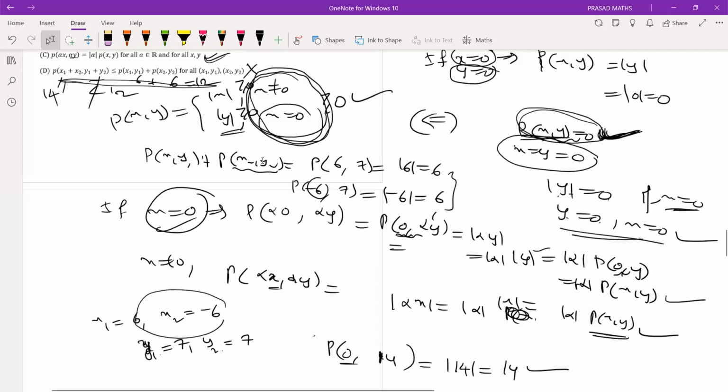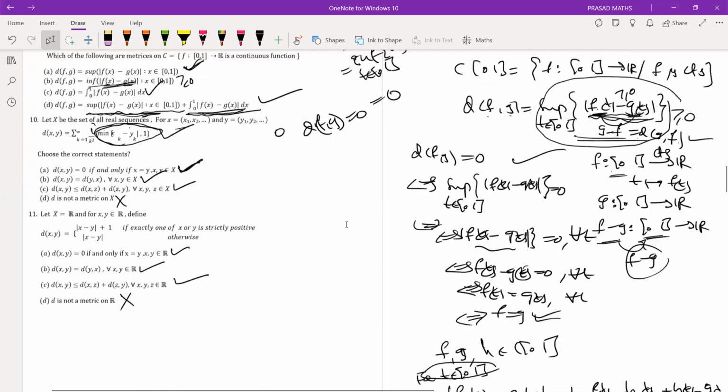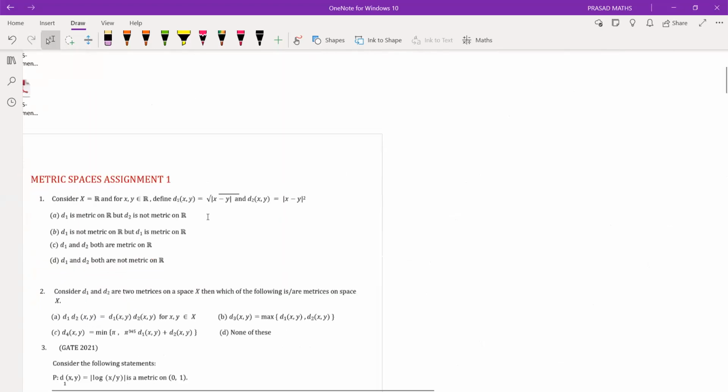Understand? Is it clear? Yes, sir. Okay, with this 15 CSIR problems are solved. One of them gets asked in CSIR. These are only about metrics. Okay, we'll take some break.